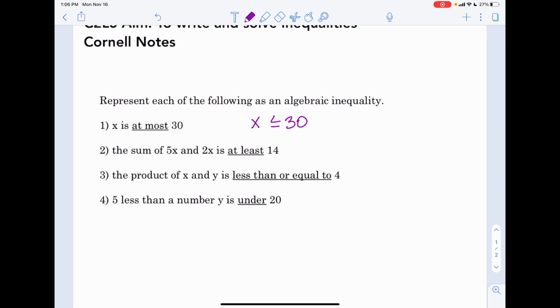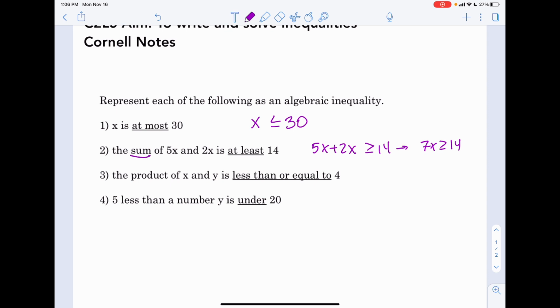Our second one, the sum of 5x and 2x. So that means 5x plus 2x is at least 14, which means at least could be 15, 16, 17, 18, but it could also just be 14. So 5x plus 2x is greater than or equal to 14, and we could simplify that to be 7x is greater than or equal to 14.